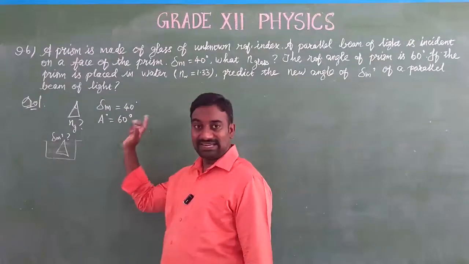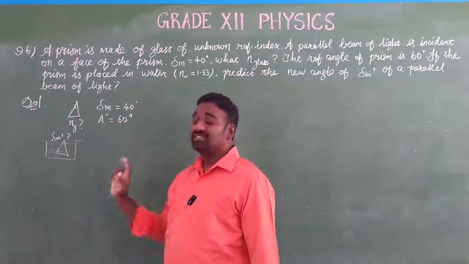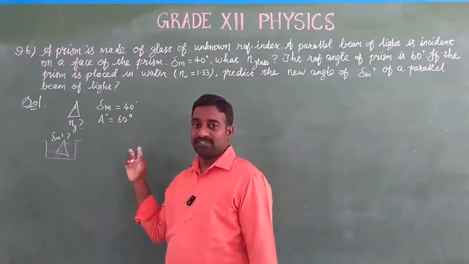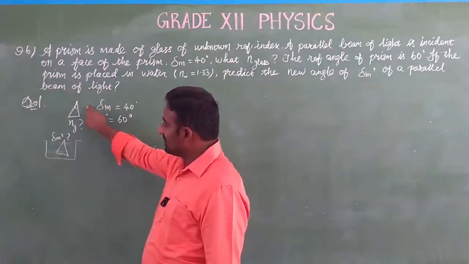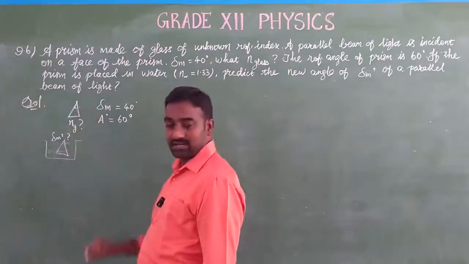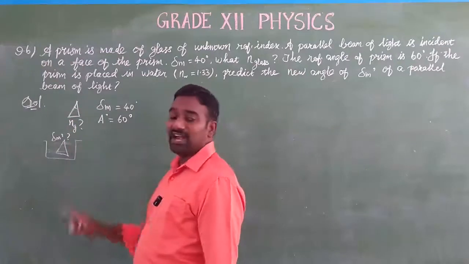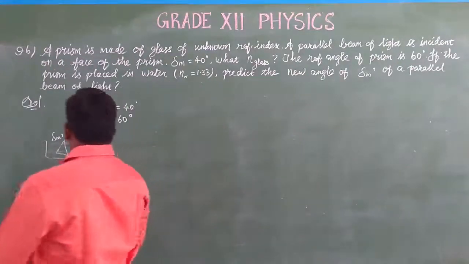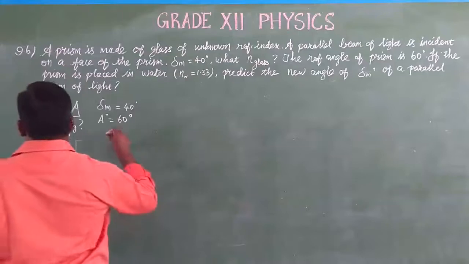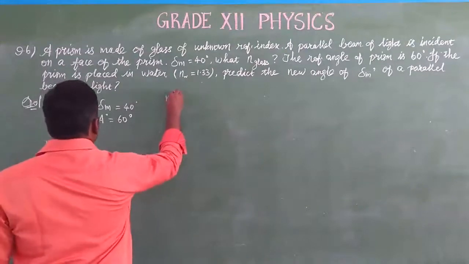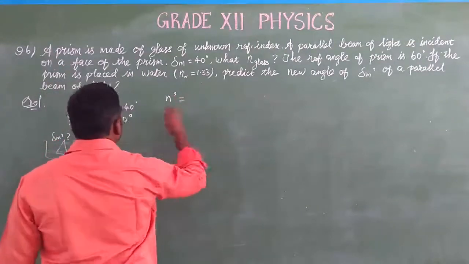The angle of the prism is standard, it's 60 degrees. So what is the refractive index of the unknown glass prism? Now the same glass prism is placed in the water. What is the new angle of minimum deviation? In that case, we can determine the refractive index. What is the refractive index with the angle of minimum deviation?